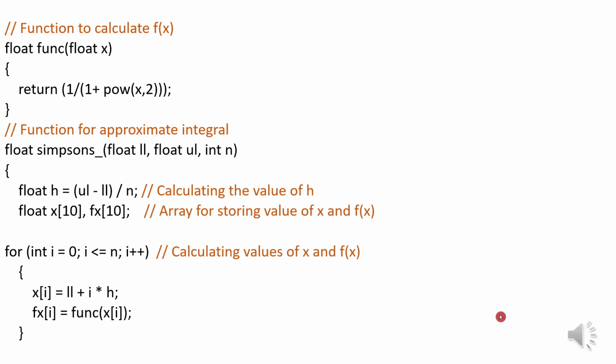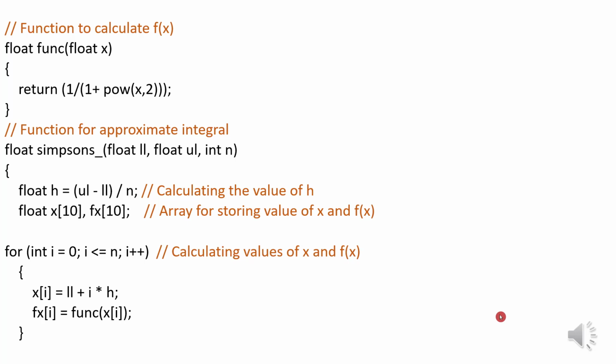Since the function call is made, the float Simpsons_ function will be executed. The variables ll, ul, n contain the values 0, 6 and 6. To calculate the value of h, that is the step size, float h equal to ul minus ll by n. In our question, 6 minus 0 by 6, that is 1. The value 1 will be stored in the variable h. To store the values of x and f of x, arrays are used: float x[10], fx[10].